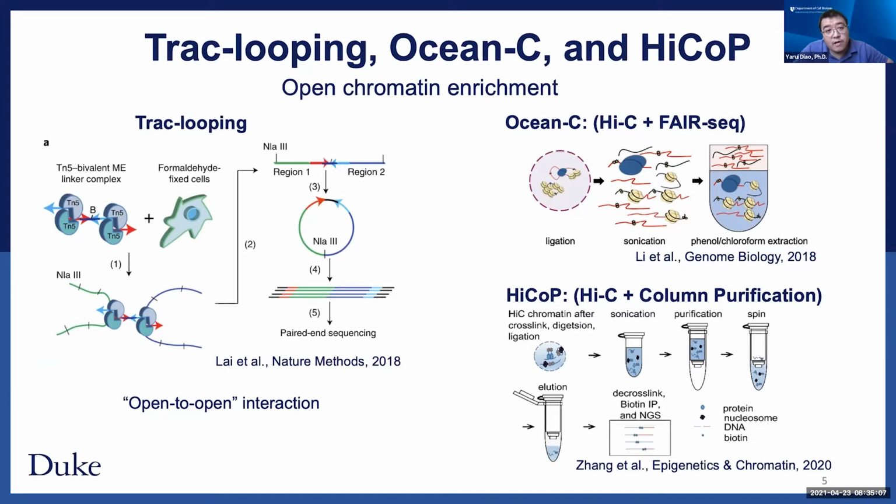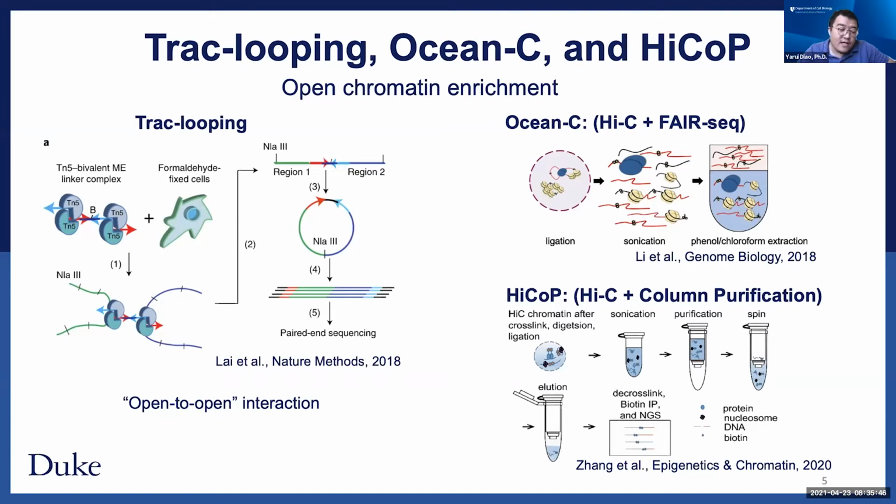There are also papers published on methods called OCEAN-C and HiCOP. The idea of OCEAN-C, I think, is also very smart. The idea is to combine Hi-C with FAIRE-seq. After the Hi-C experiment, you can purify the nucleosome-free DNA using phenol-chloroform purification. The idea of HiCOP is similar to OCEAN-C, but instead of using phenol purification, they use a column to purify these long chimeric reads that are free of histones.